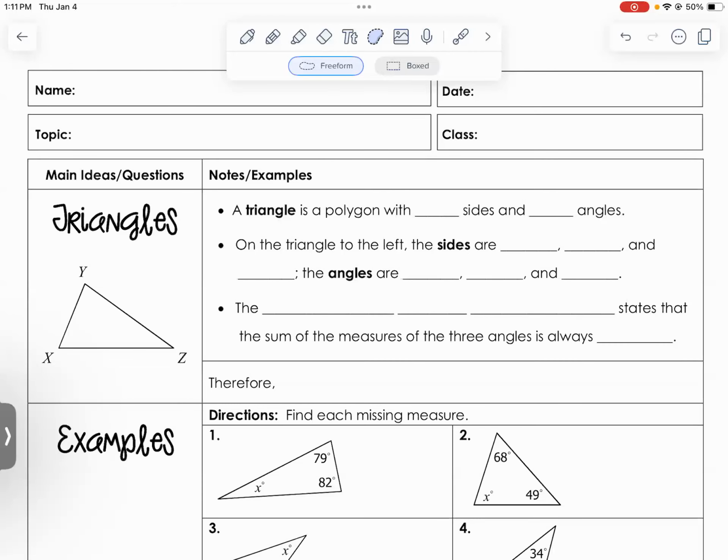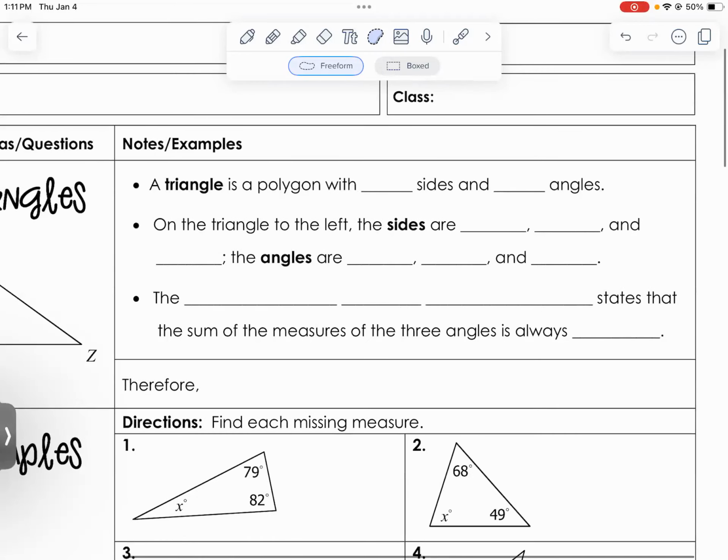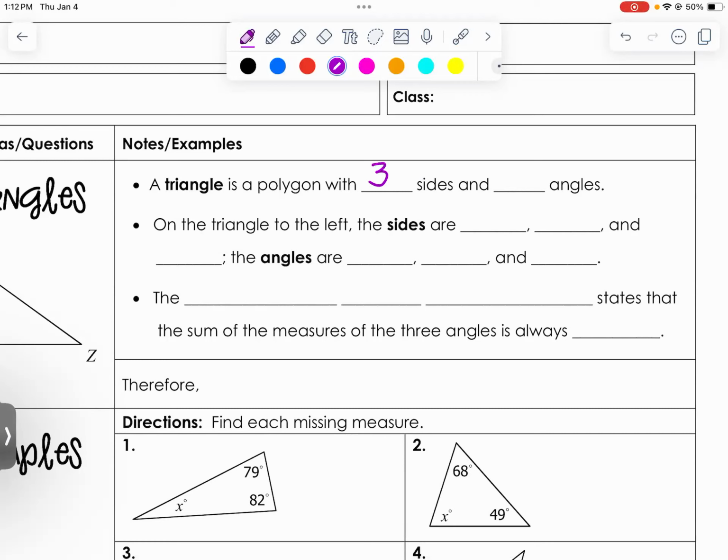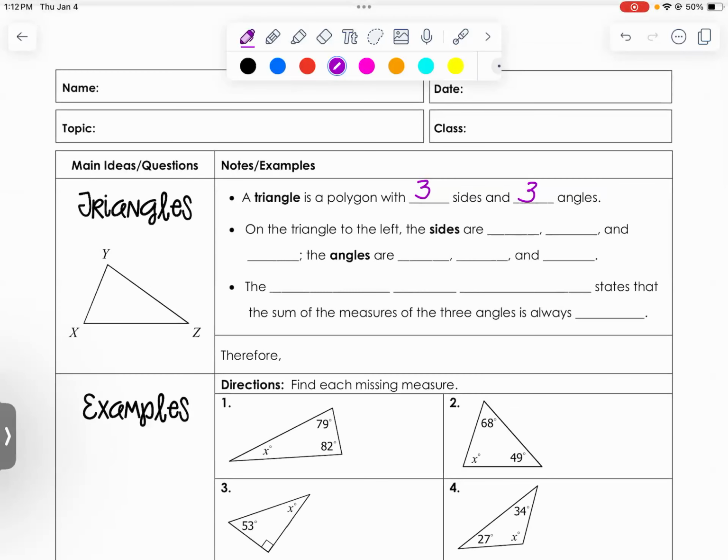Okay, so a triangle. How many sides does a triangle have? Austin's awake now. Which means there are 3 angles. Okay, we gotta just take care of the boring basic stuff before we can do the fun stuff. So we have 3 sides and we have 3 angles.